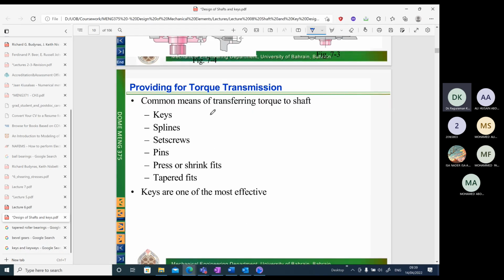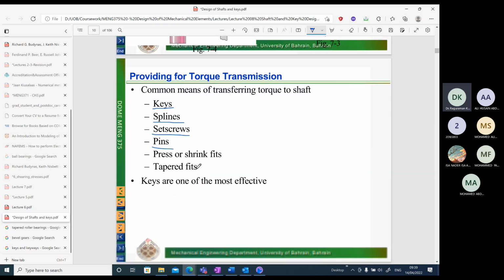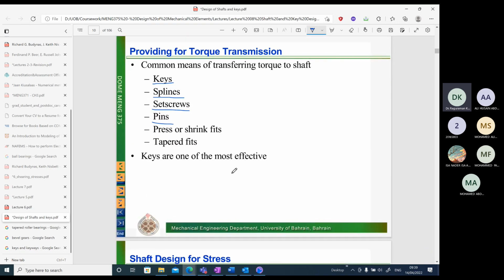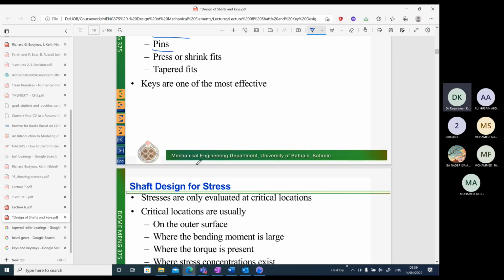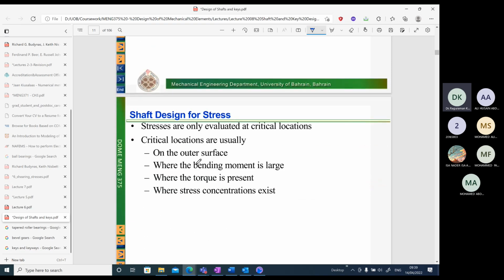There are various methods we can connect different parts to the shaft. One of the ways is keys, and then we have splines, set screws, pins. You can also use press fits or shrink fits or interference fits, which we already talked about. And there are also tapered fits. So among these, keys are the most effective way to transmit rotary motion.